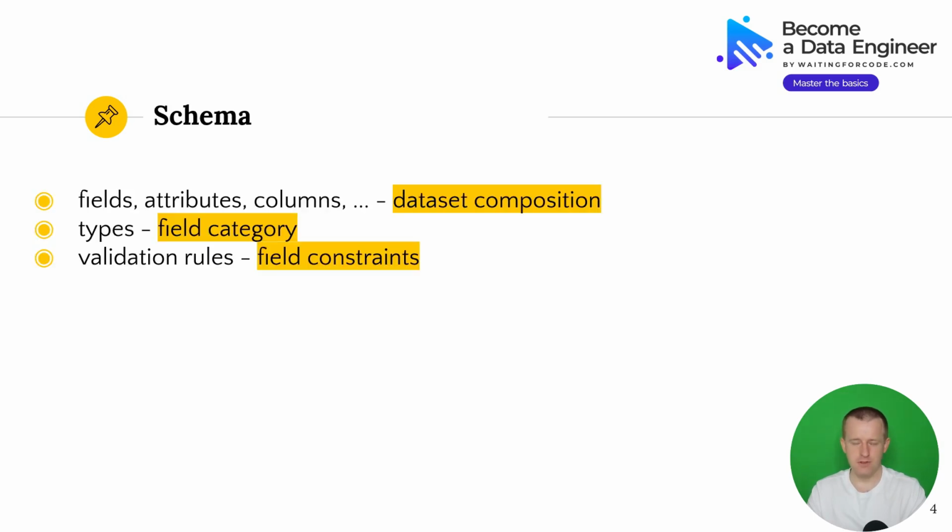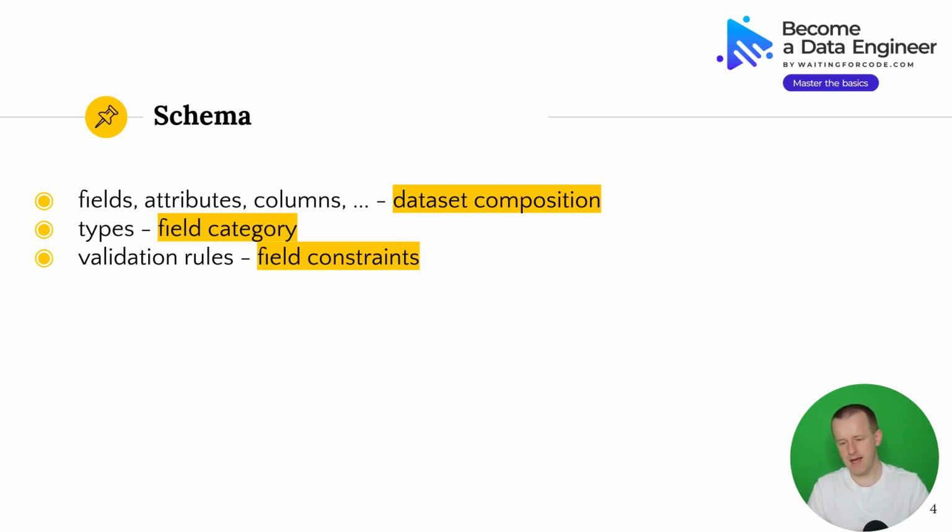And what is the composition of a schema? We have fields, attributes, and columns, which are different names for the same thing, defining the composition of the data set. We can have attribute A, attribute B, attribute C. It can be called field A, field B, field C, or column A, column B, column C, depending on the data source and its naming conventions.